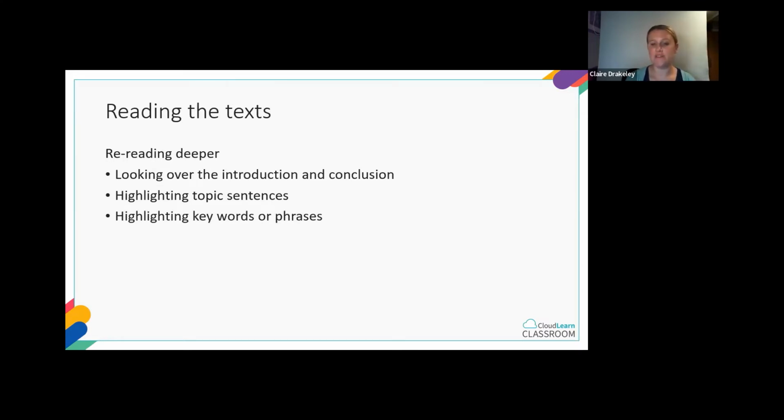Highlighting key words and phrases in the text that give you an insight also into what the writer is saying and their perspective on the subject.